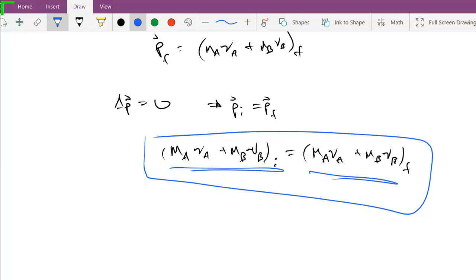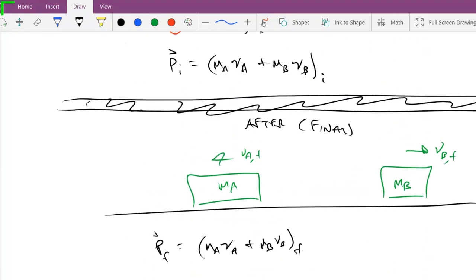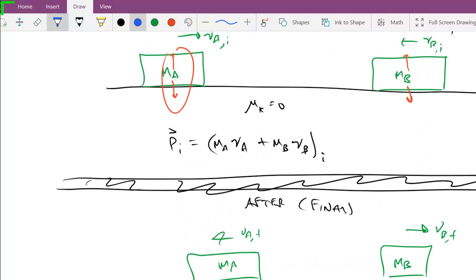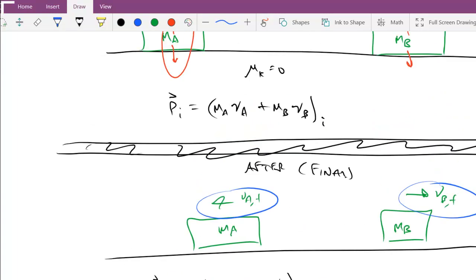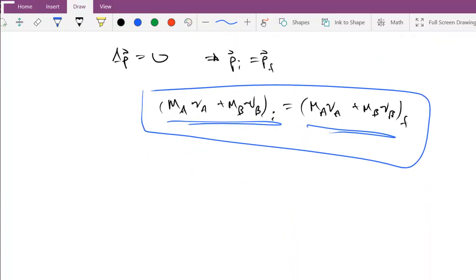This is not to say the velocities are the same. Clearly the velocities change, right? This one turned around. Actually, both of them turned around, right? But their total momentum, when you add them up as vectors, remains the same.